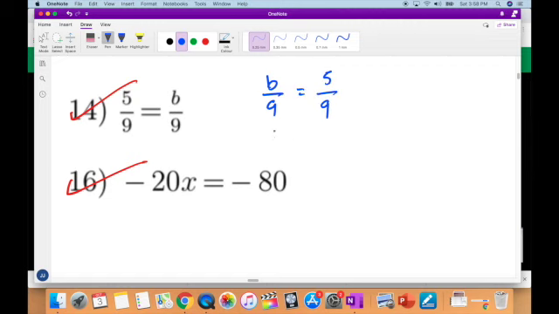Now you could see here that if the denominators are the same and both of the numbers are equal, that means the numerators will have to be the same. So I can immediately say b is equal to 5. I can immediately watch that and figure that out. However, you could just work it out algebraically. You had to get rid of this divided by 9, so you multiply by 9. So you'll have to multiply by 9 on both sides. So this 9 cancels with this 9 cancels with this 9, and I'll get b is equal to 5.